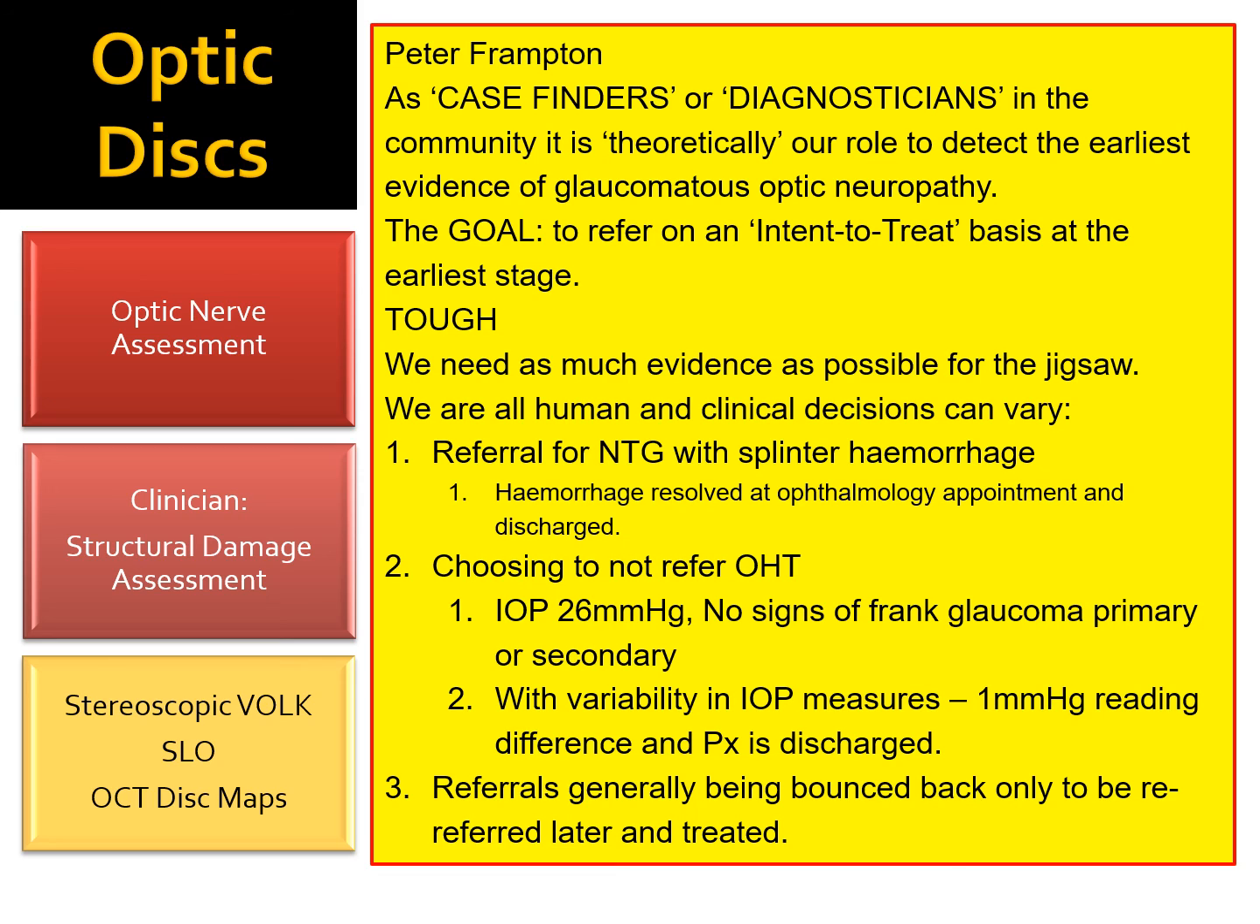We're all human, and clinical decisions can vary. For instance, you might refer a patient for normal tension glaucoma because you've physically seen a splinter hemorrhage. But by the time they get seen in ophthalmology, the splinter hemorrhage is gone, and they're faced with a patient with full fields and pressures of 15. And sometimes we may choose, I certainly do, not to refer ocular hypertension. If the IOP is 26 millimeters of mercury, but there's absolutely no signs of secondary or primary glaucoma, well, when you consider the variability in IOP measurements, a 1 millimeter reading difference and the patient's discharged.